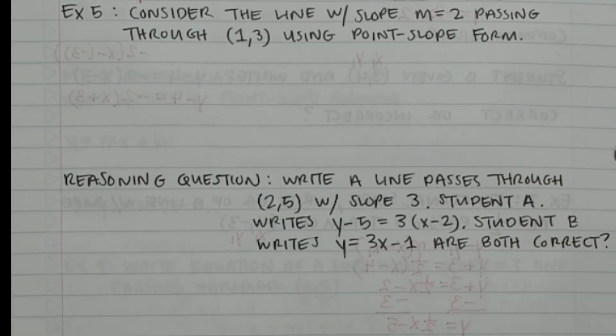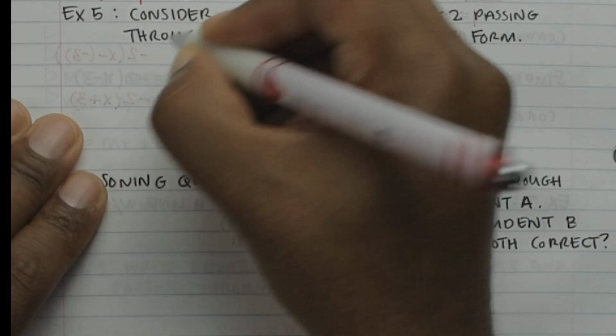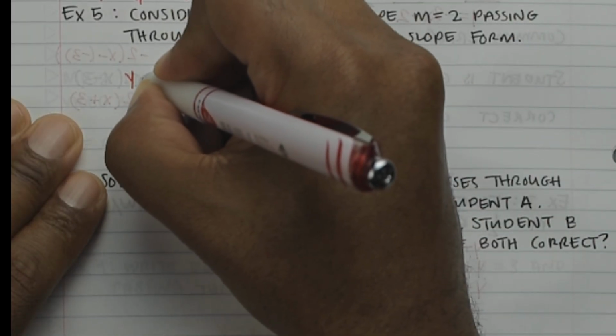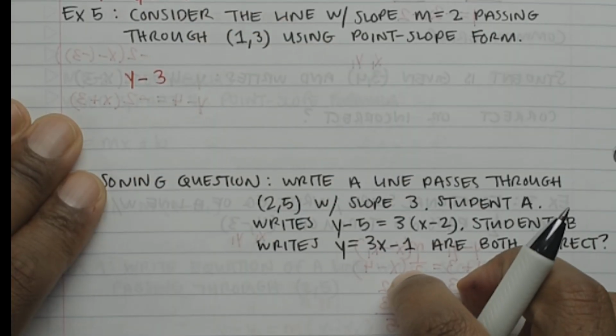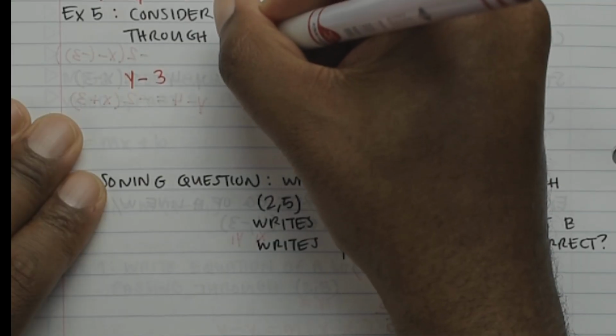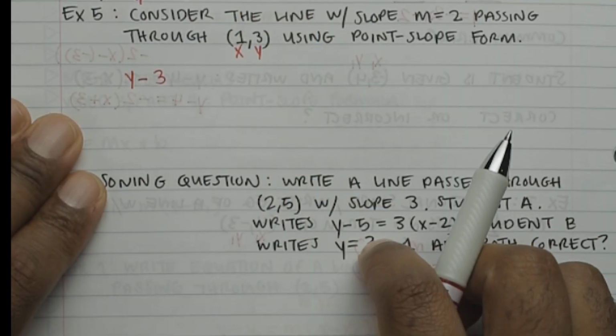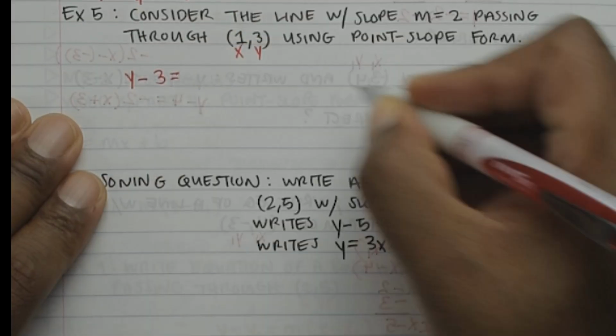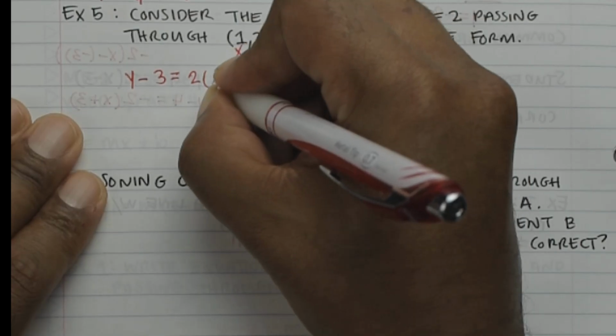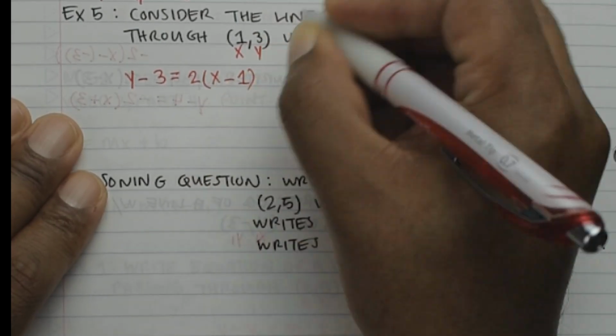The next example is example 5. Consider the line with slope m equals 2 passing through (1, 3) using the point-slope form. So the slope is m equals 2 and it passes through (1, 3). So we need to use point-slope form. I'm going to write y minus 3, which is from the point here, equals the slope of 2 parentheses x minus 1.